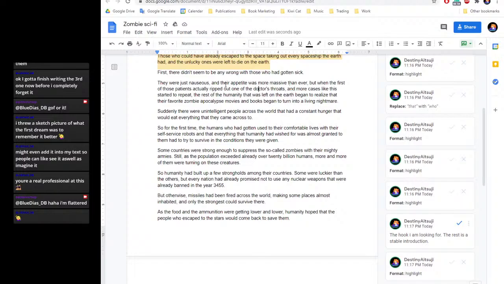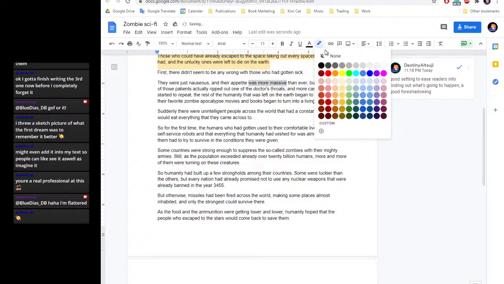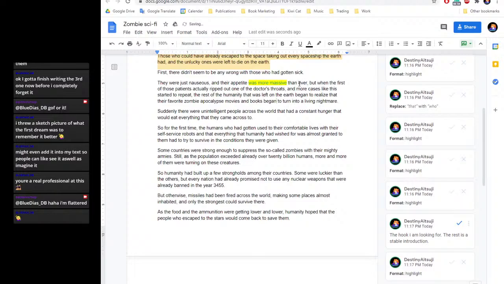Okay, nauseous, appetite more massive than ever. Wait, cancel. I want to highlight this. Okay, so choice of words over here: "than ever." Instead of "than ever," "than before." But when the first of these patients actually ripped out doctors' throats, and more cases like this started to repeat, the rest of humanity left their favorite zombie apocalypse.